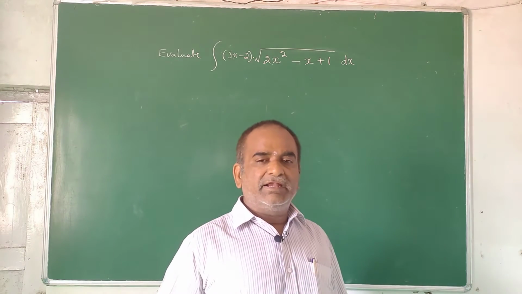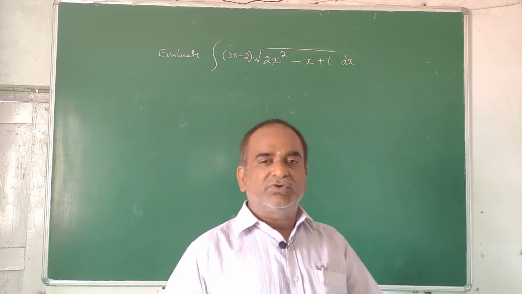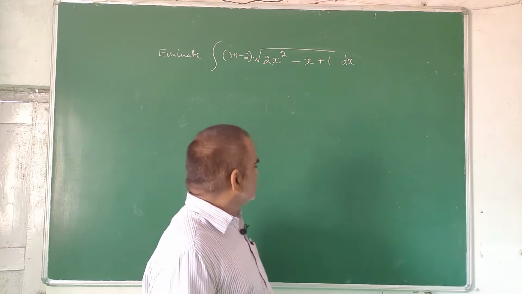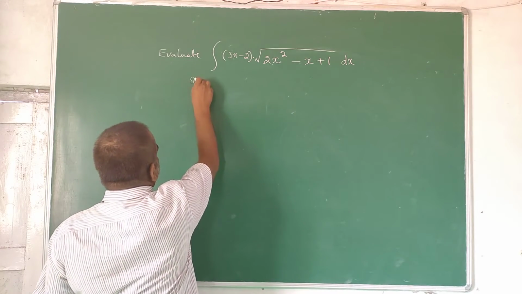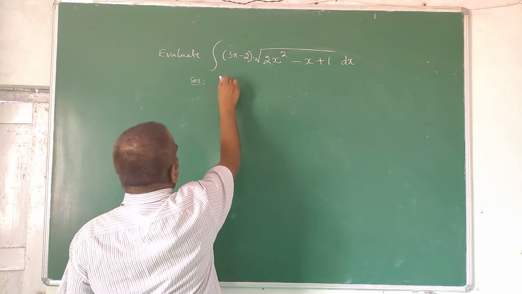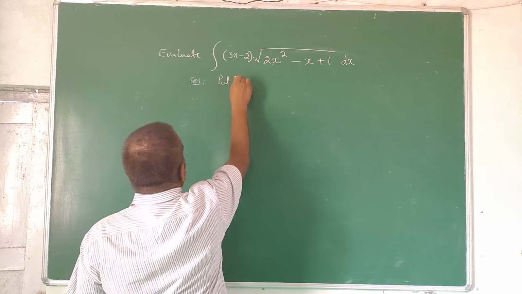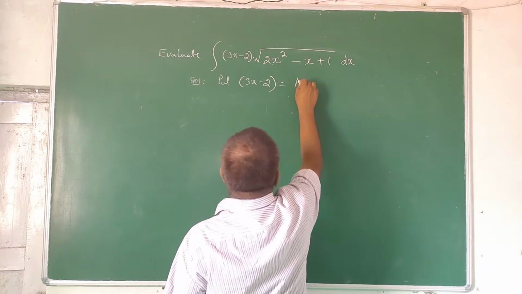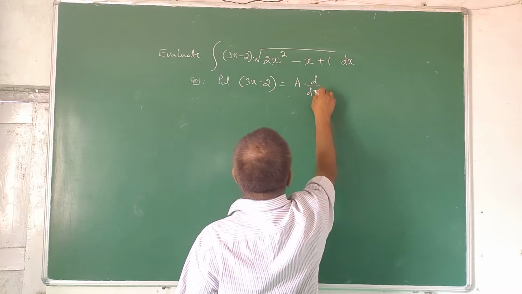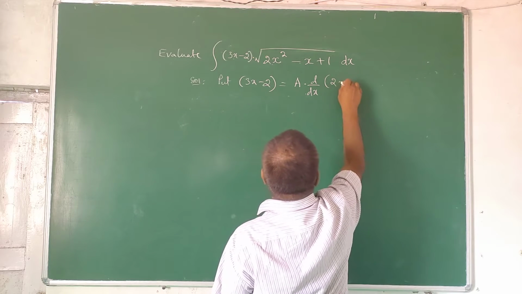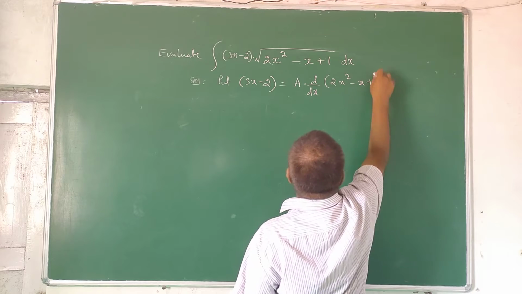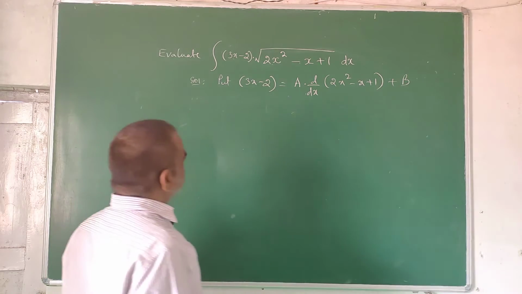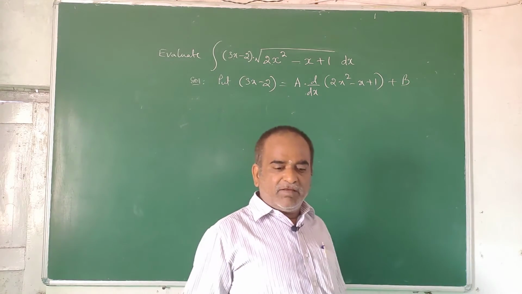So now evaluate integral 3x minus 2 into root over 2x square minus x plus 1 dx. So solution, as it is, as I explained. Now you have to put 3x minus 2 is equal to a into d by dx of 2x square minus x plus 1 plus b, as it is, same like previous problem.